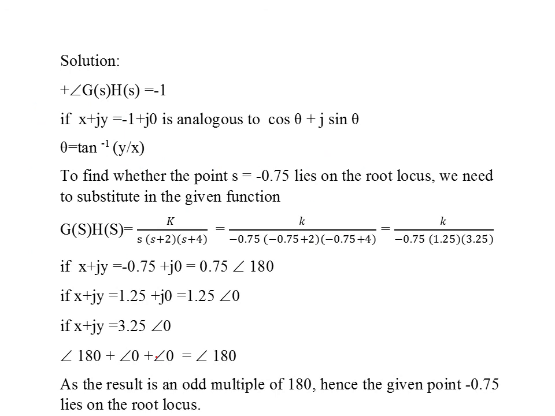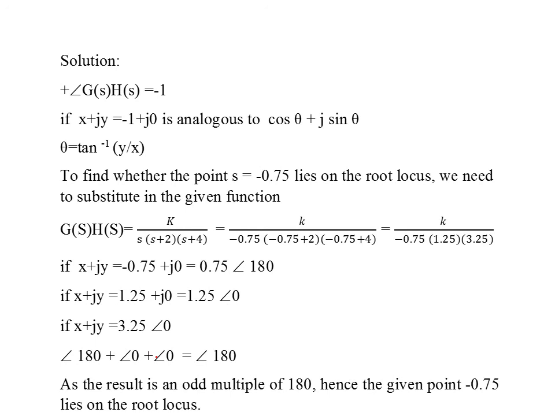G(s)H(s) is supposed to be minus 1, so let us equate that to x + jy. This is equal to -1 + j0, which is analogous to cos θ + j sin θ, where θ is tan inverse of y by x. You can even use the rectangular to polar conversion in your calculators to find this. We are substituting the value of -0.75 in the expression K / (s(s+2)(s+4)). We get K / (-0.75 × (-0.75+2) × (-0.75+4)), that is, -0.75, then 1.25, then 3.25.